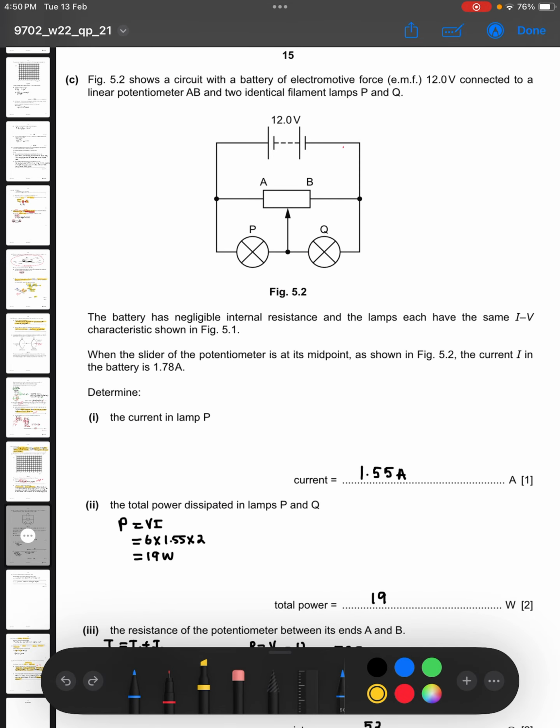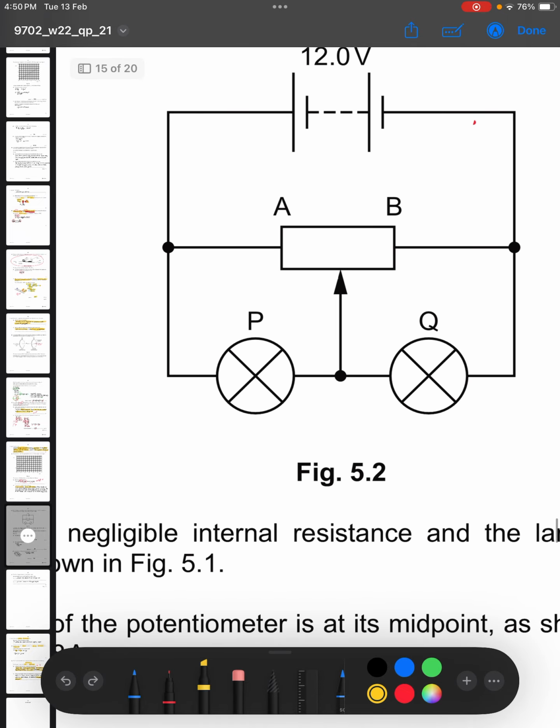The current I in the battery is 1.78. So the current that will be flowing in that battery will be 1.78, and the slider is at the midpoint. So what is the implication of this being at the midpoint? Now you must understand that we have 12 volts across these 2 points.